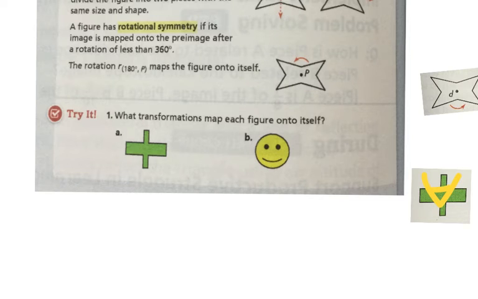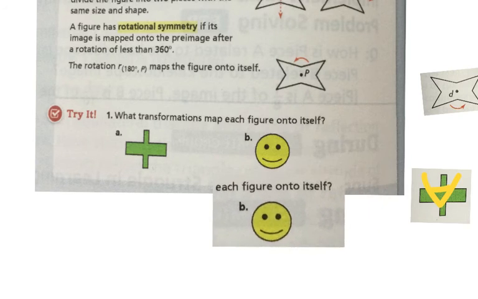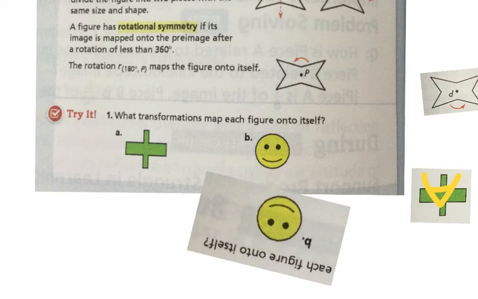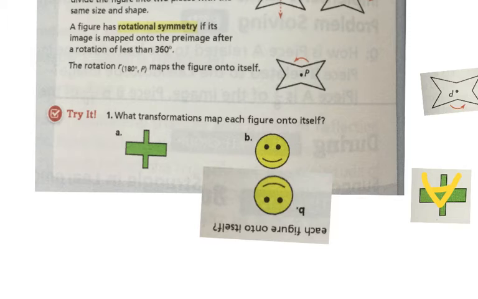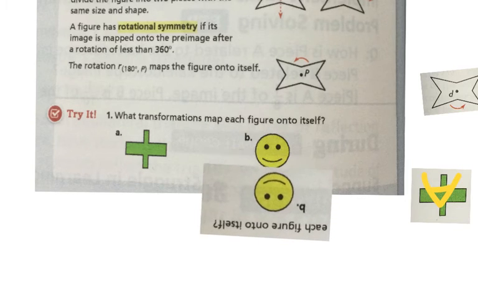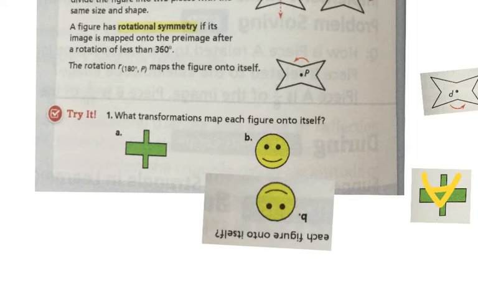What about rotational? It has to be less than 360. So if I rotate 180 degrees, do I have the exact same figure? No, you have an upside down small face. If you rotate it 180 degrees, it would be upside down, like that. So does this map exactly on top of it? No. So a 180 degree rotation does not work.